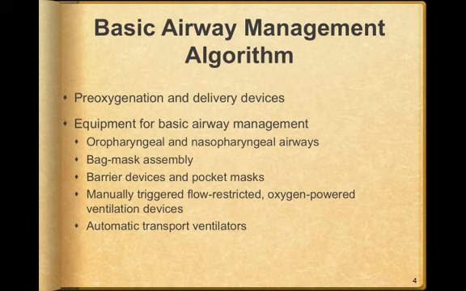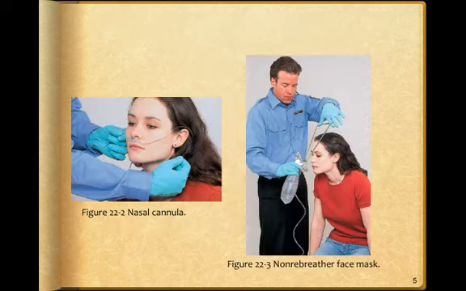pre-oxygenation and delivery devices. In pre-oxygenation, it should be supplemental oxygen, and we're going to look at those here in some pictures and talk about those: nasal cannula, non-rebreather mask, things like that. Equipment for basic airway management would be the basic airways, which are oropharyngeal and nasopharyngeal airways, a BVM, a barrier device, a pocket mask, manually triggered flow-restricted oxygen-powered ventilation devices, and this is a demand valve. And then various types of automated or automatic transport ventilators.